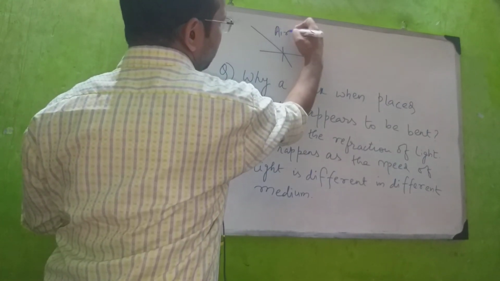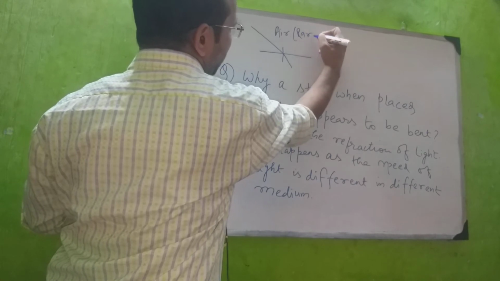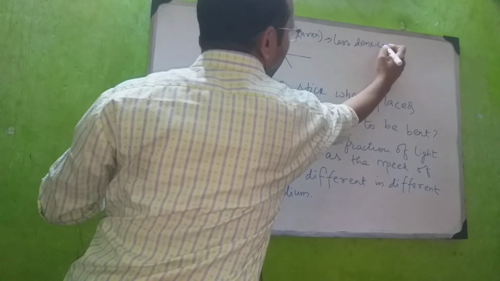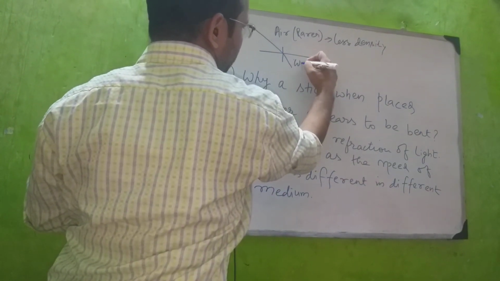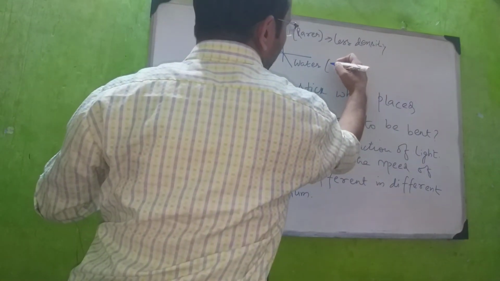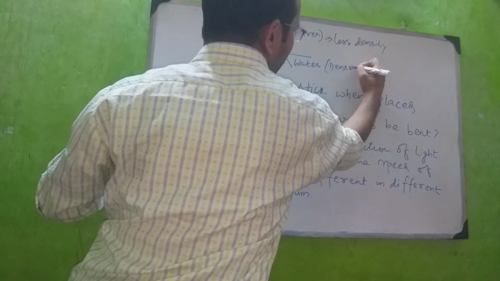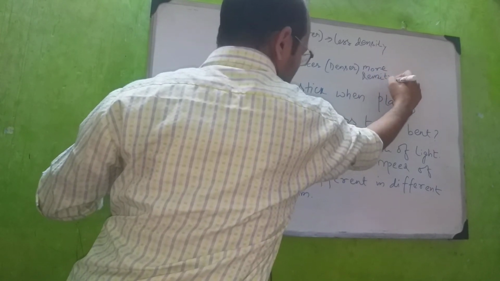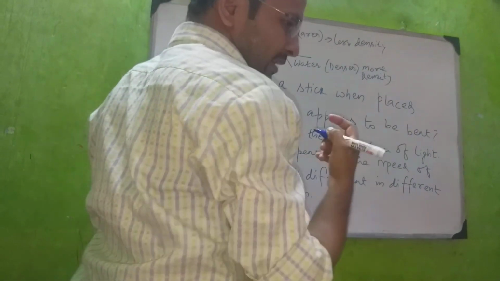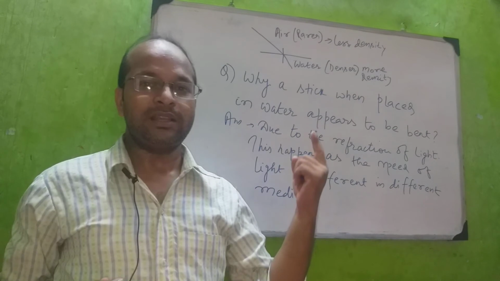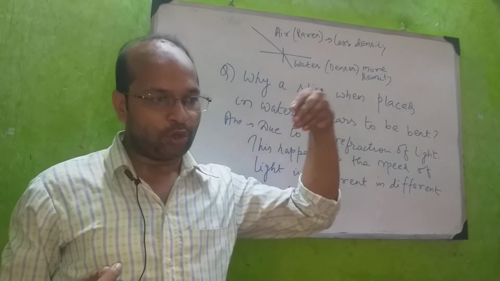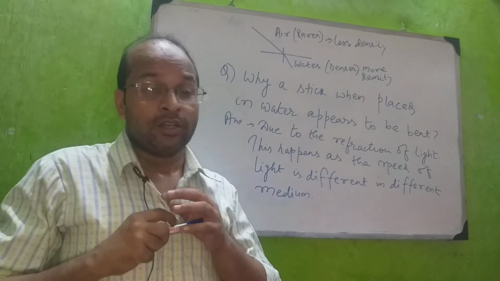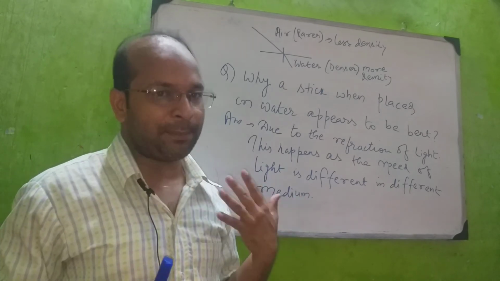Suppose this is air or vacuum, which is a rarer medium, which has very less density. And suppose this is water; it is called a denser medium. Why is it called denser? Because it has more density. Now the speed of light in air is 3 lakh kilometers per second, and when it goes inside water, it is 2,25,000 kilometers per second. So due to this, the stick appears to be bent.